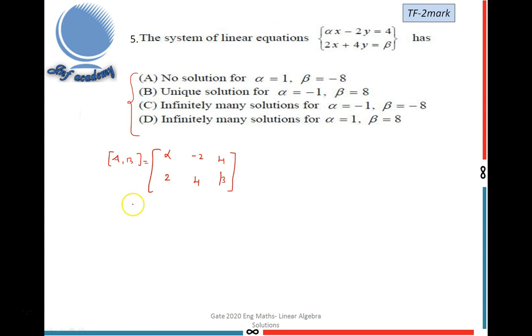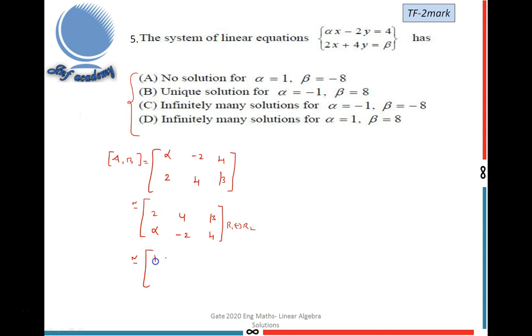Now, I reduce this A comma B matrix into row echelon form. So, here I interchange these two rows. It makes some calculation easier. So, I interchange these two rows: 2, 4, beta, alpha, minus 2, 4. This is R1 interchanged with R2. The next step, I make this 2 into 1, because the first non-zero element in each row is 1, then it is called the leading entry.